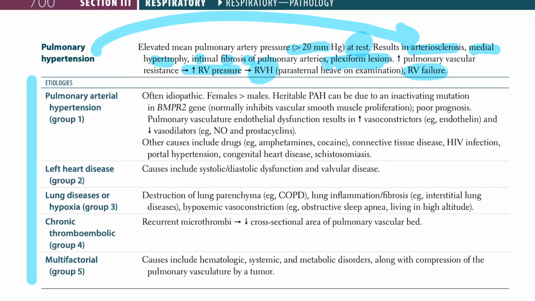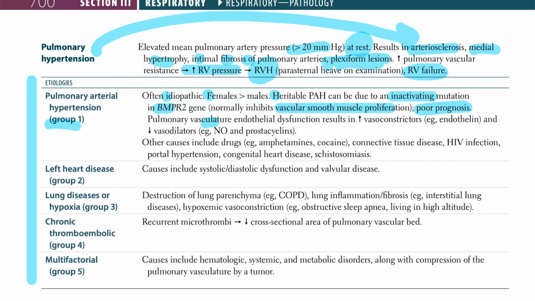So there are a couple of etiologies for this pulmonary hypertension, so let's look at each one of them. The first one is pulmonary arterial hypertension, group 1. It is idiopathic. It is more common in females than males. Heritable PH, which is pulmonary arterial hypertension, can be due to inactivating mutations in the BMPR2 gene, which normally inhibits vascular smooth muscle proliferation. It has a poor prognosis.